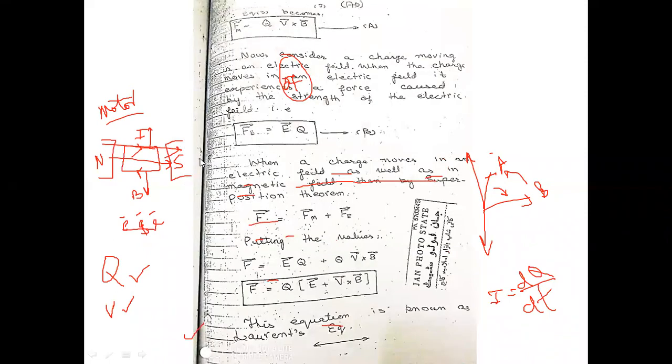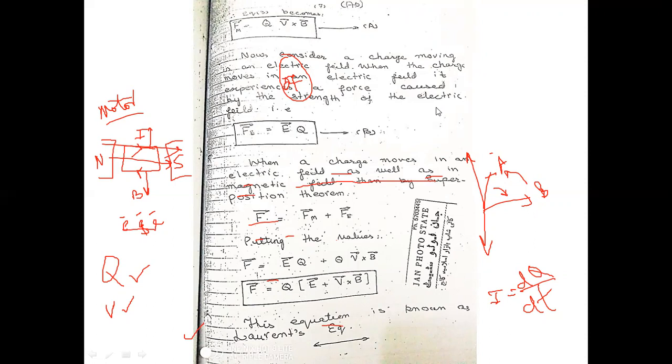So the relation will be Fm equal to Q V cross B, where Fm is the force experienced due to the magnetic field. As we know, when a charge is in an electric field, it experiences a force caused by the strength of the electric field. So Fe is equal to E Q, because E is equal to F by Q, the force applied on a unit positive charge is the electric field intensity. So Fe will be equal to E Q.